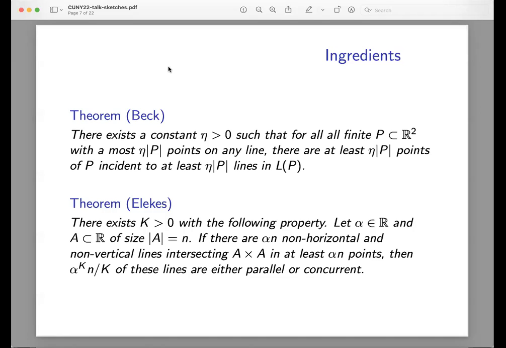But I guess Beck's theorem says that not only random sets have this property, but any set that does not have many collinear points. So that's the first theorem of Beck.